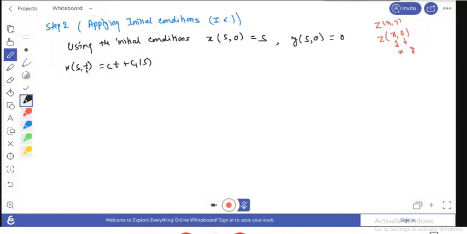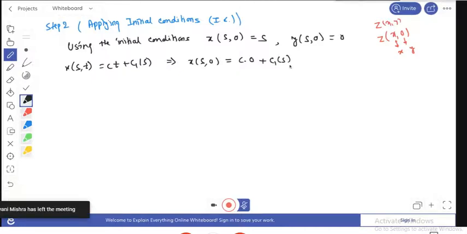When we put in here t equals 0 and s equals 0, this implies x of s0 equals c into 0 plus c1 s. So what is the value of that? It equals s, and this is 0, and this equals c1 s. So c1 s equals s.